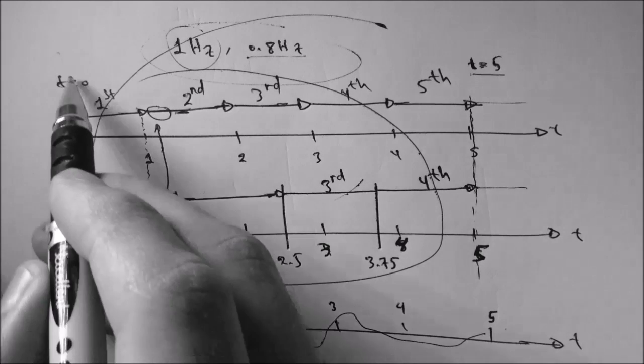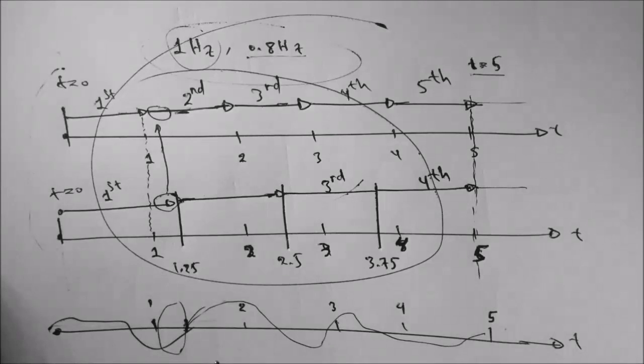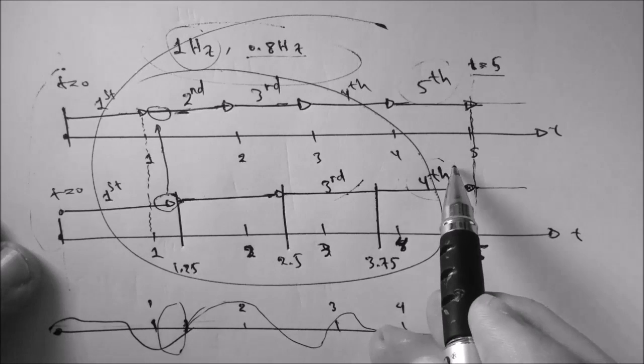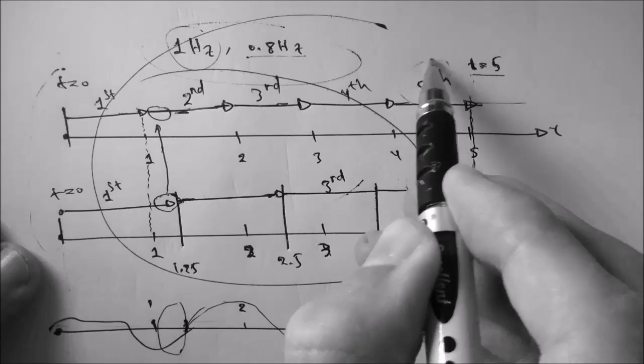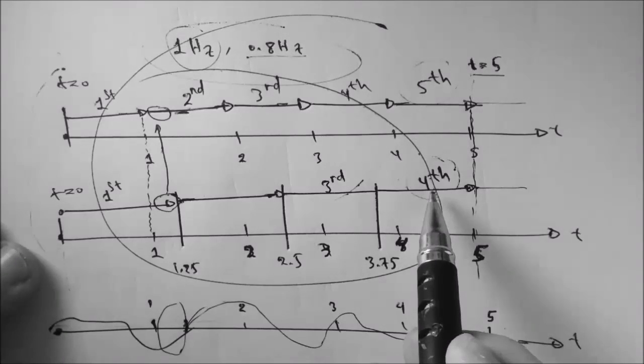So it's all about this critical moment. When will those two signals meet again and start new cycles, just like they did when t equals 0? We can also see that it doesn't matter if this is the fourth cycle and this is the fifth cycle, or this is the 16th cycle and this is the second cycle.